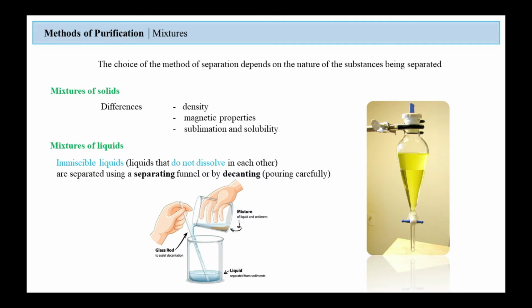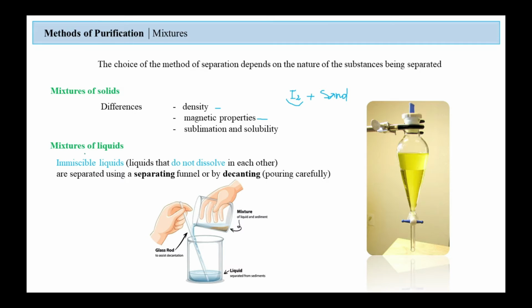For example, if we have mixtures of solids, in this case, the separation will be based on differences in density, the magnetic properties, or the sublimation and solubility. For example, if we have a mixture of iodine, which is a solid that sublimes at hot temperature, plus sand, we can separate between them by using the fact that I2 can sublime, which means by heating the mixture, I2 will sublime and change into vapor, so we can collect it by decreasing the temperature of the gas, for example, and crystallizing it on the surface of a cold jar.